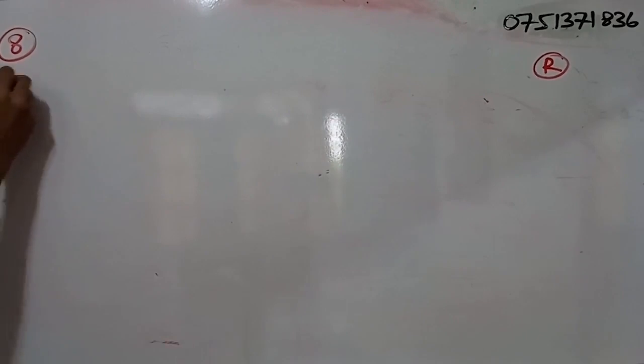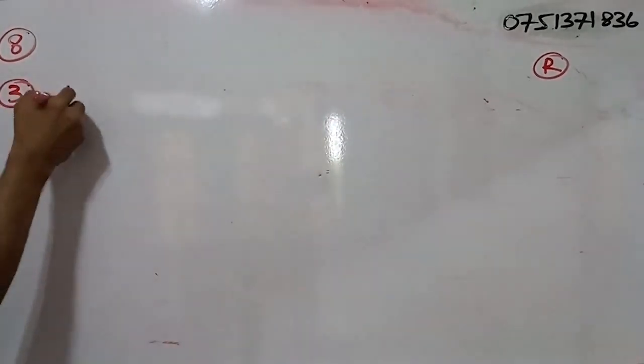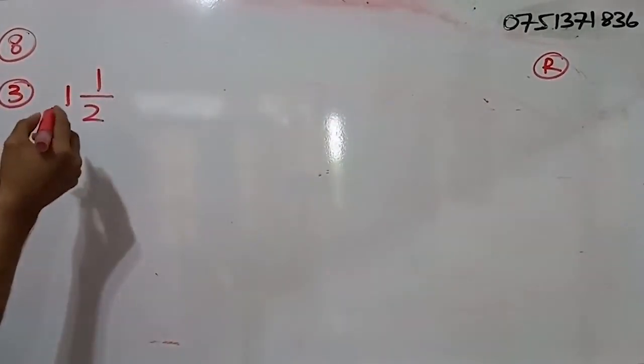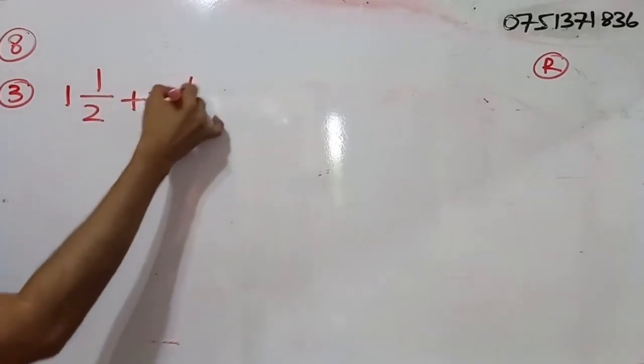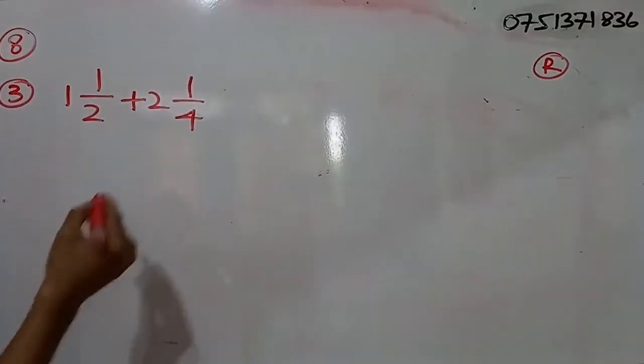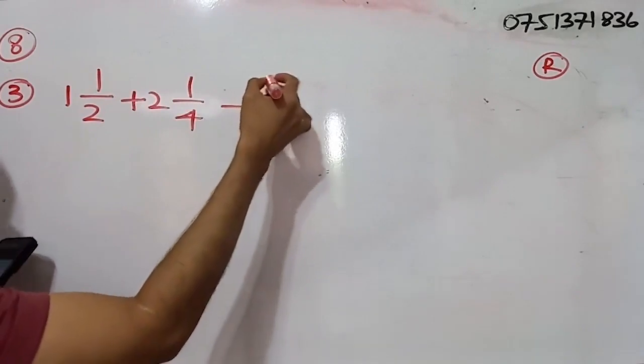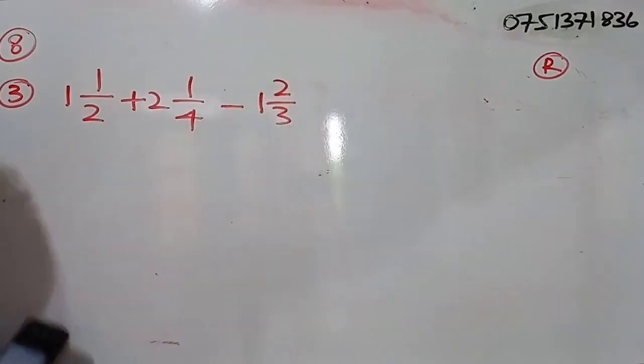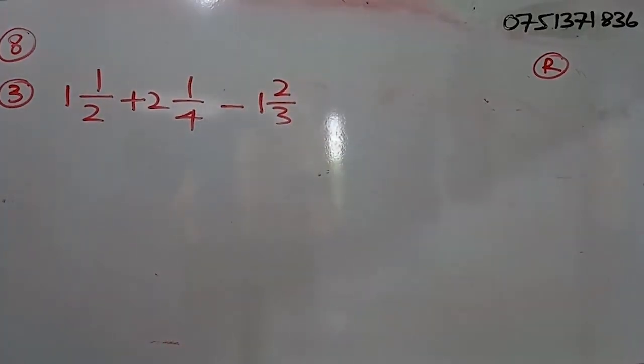So now the third part. So we have 1 and 1/2. To that we have to add 2 and a quarter. Then we have to subtract 1 and 2 by 3. So here also there are several methods where we can get the answer, right? Okay, so I will start from the usual method, right?